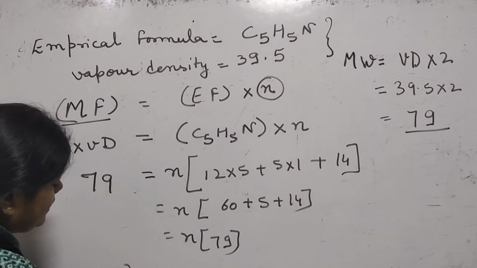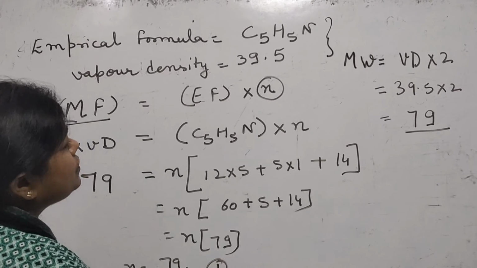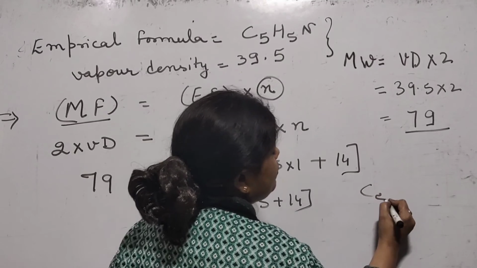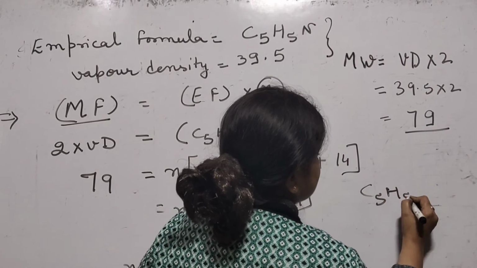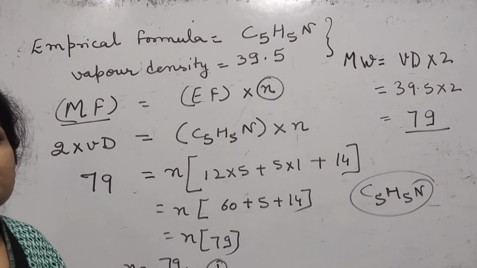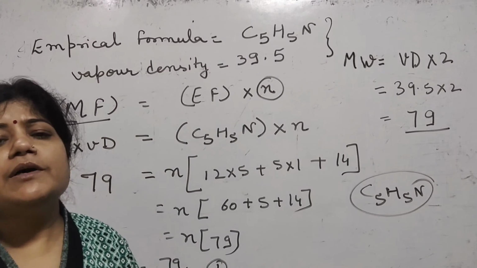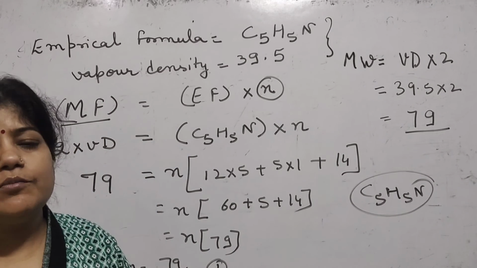So value of N is what? 79 over 79, that is 1. So this is the molecular formula as well as empirical formula. If we got any value here, 2 or 3, then we multiply all the atoms with that number and we get a different molecular formula.